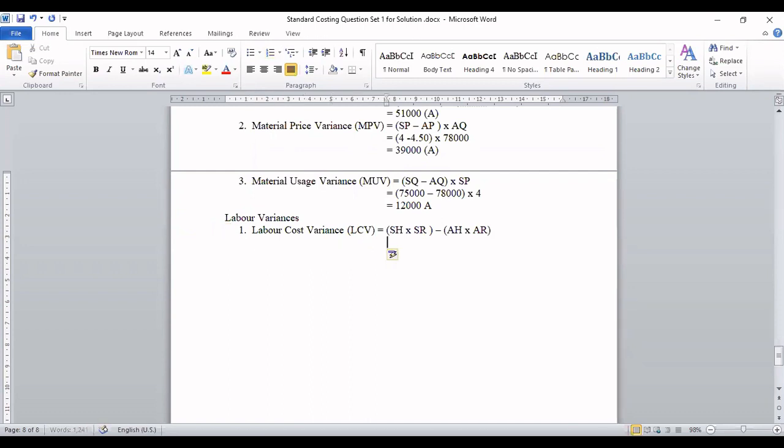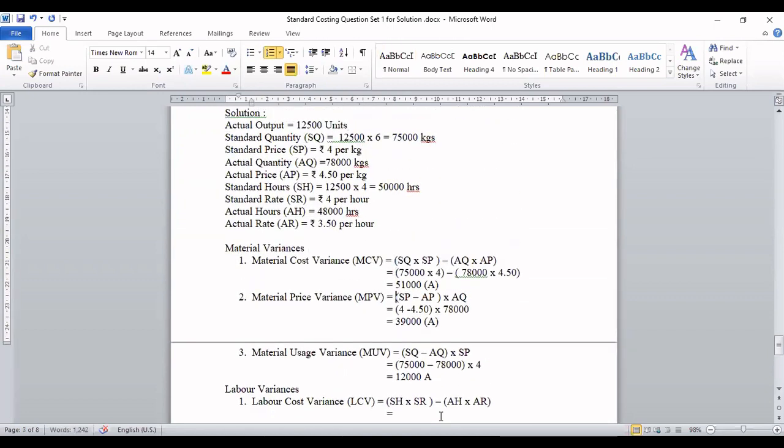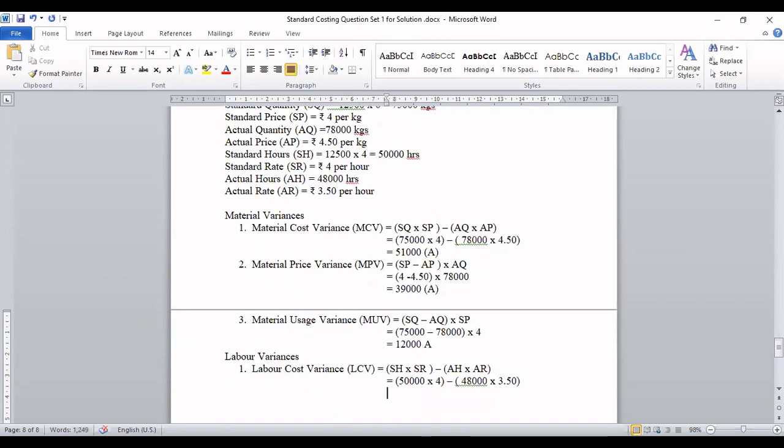Now replace the values. 50,000 multiplied by standard rate 4, minus 48,000 multiplied by 3.50. Now tell me the answer: 32,000 favorable.